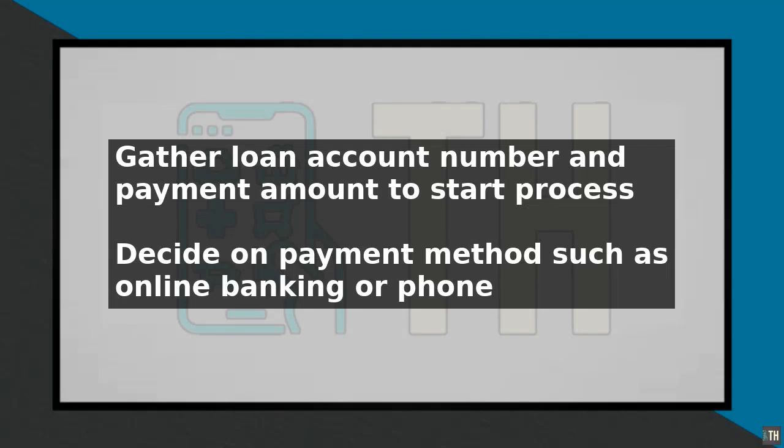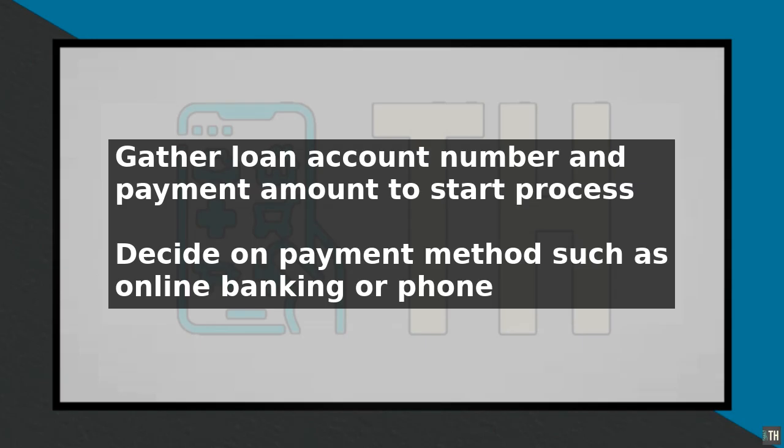To make a Fidelity loan payment, start by gathering the necessary information, including your loan account number and the payment amount you wish to make. Next, decide on the payment method you will use, such as online banking, phone, or mail.